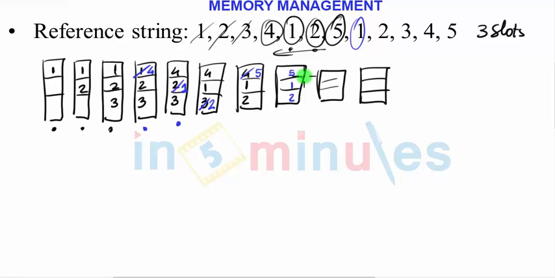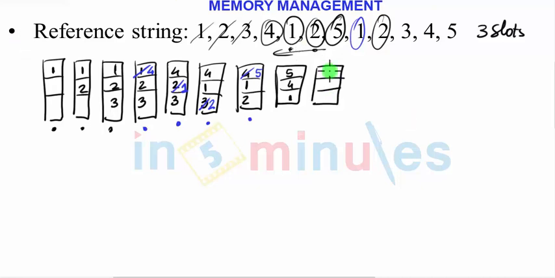Sorry guys, changing the color. We have 5 4 1. Next thing going in is 1, but there is no page fault because 1 already exists. Next one is 2, so we have 5 4 1. Now we have 5 4 1. Next going in is 1 which already exists, so no issues. So again we have 5 4 1.